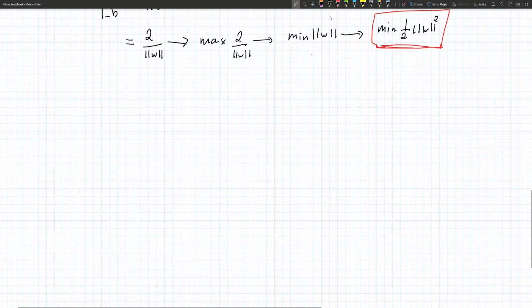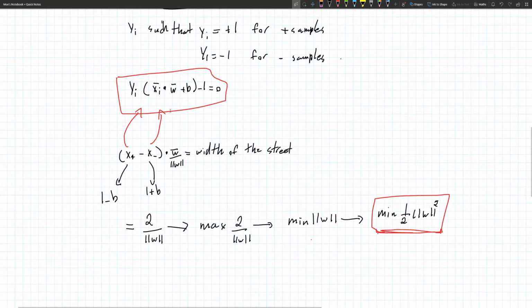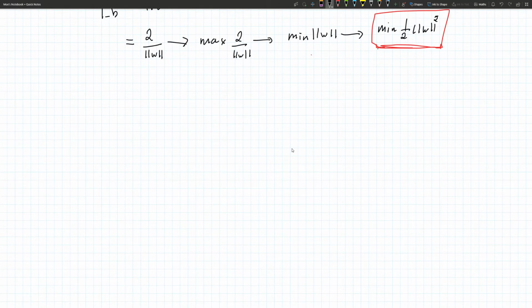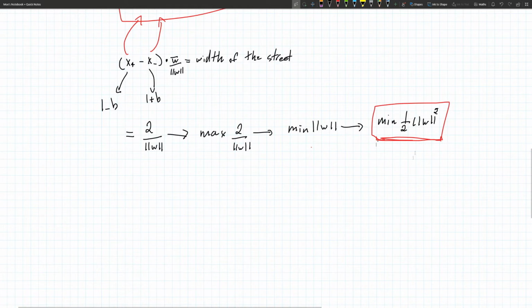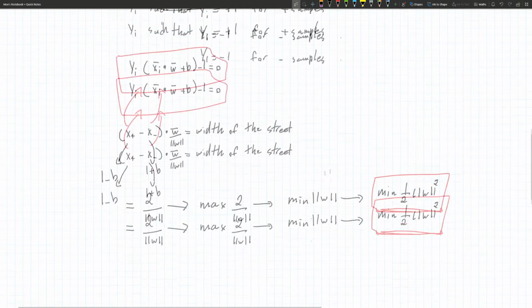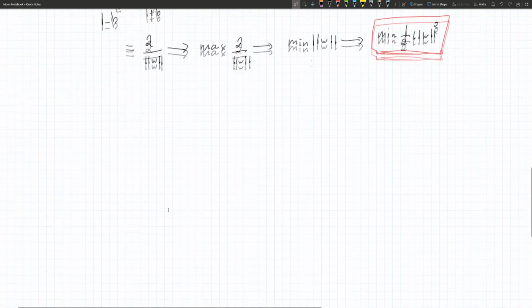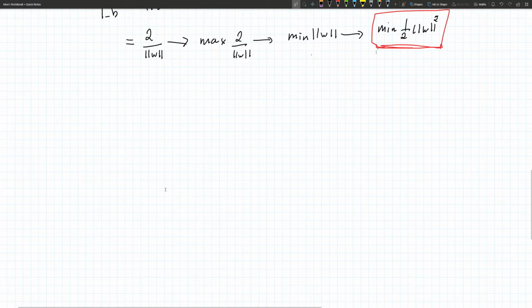So the whole problem is that we need to maximize this while honoring this constraint. We solve this by the Lagrangian formulation. We need the extremum of this value while honoring this constraint, and this is solved using the Lagrangian formulation. Sorry for the pronunciation, but that's the name of the formulation.